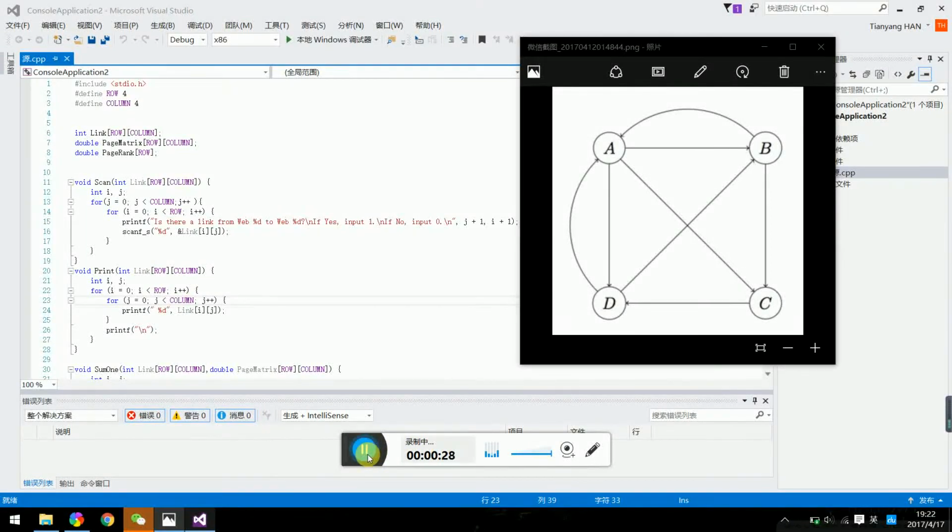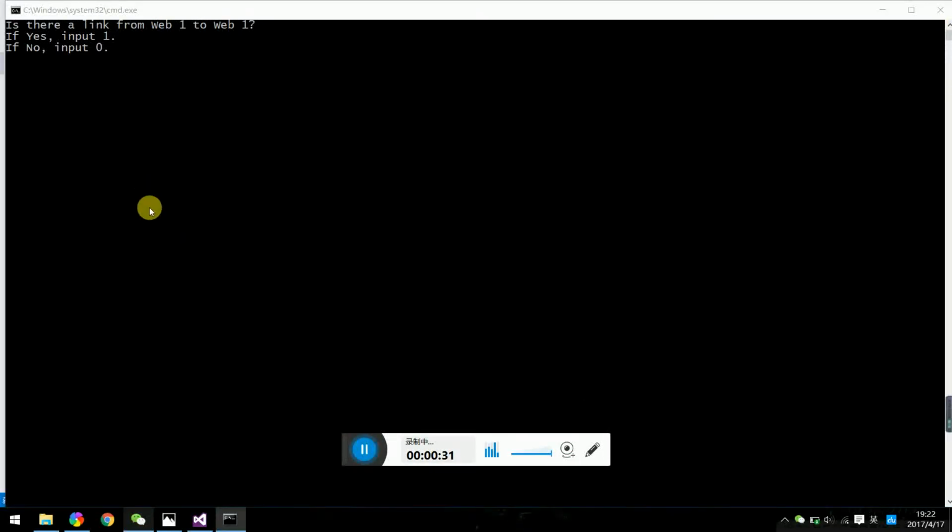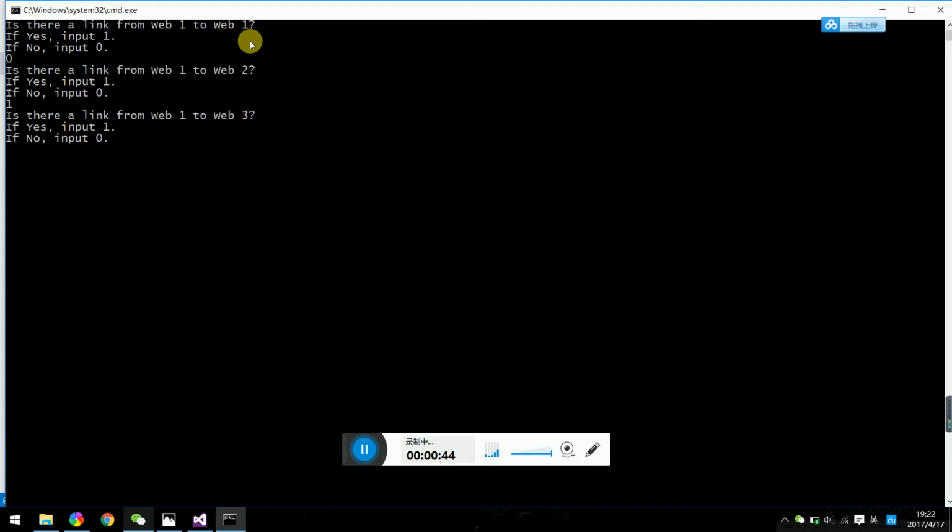We can have a check. So we run the program. It asks whether there are links from web 1 to web 1, and the answer is no. And there's a link from web 1 to web 2, the answer is yes. And I just input this quickly.